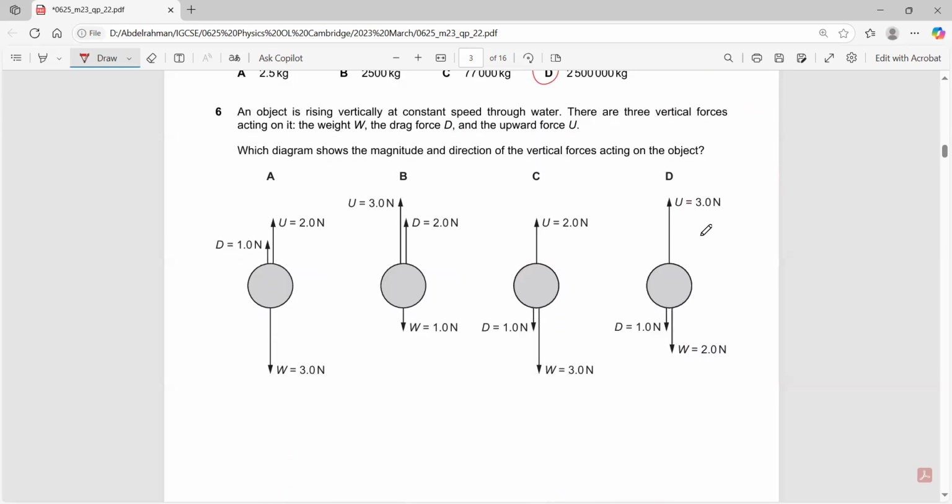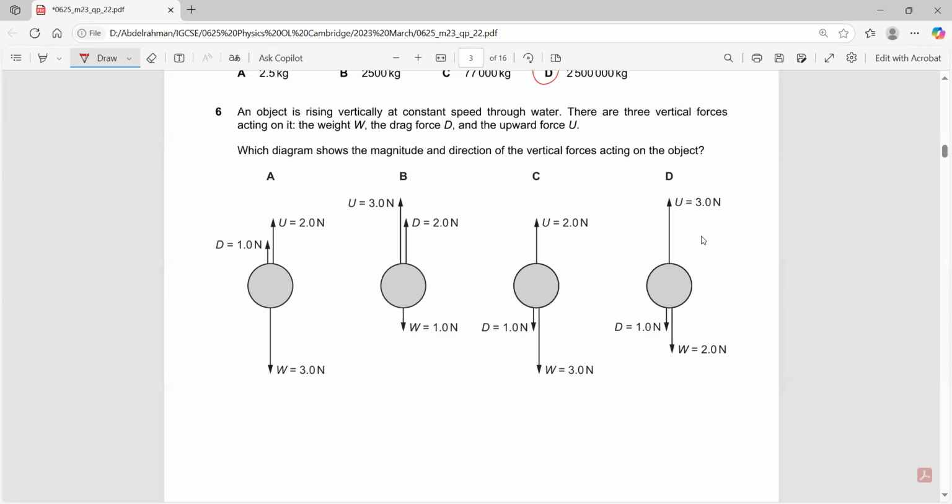An object is rising vertically at a constant speed. There are three vertical forces acting on this object: the weight W, the drag force D, and the upward force U. So it's rising upwards at a constant speed, which diagram shows the magnitude. For it to rise upwards at a constant speed, U needs to be upwards. All of them have U upwards, and W has to be downwards. All of them have W downwards.